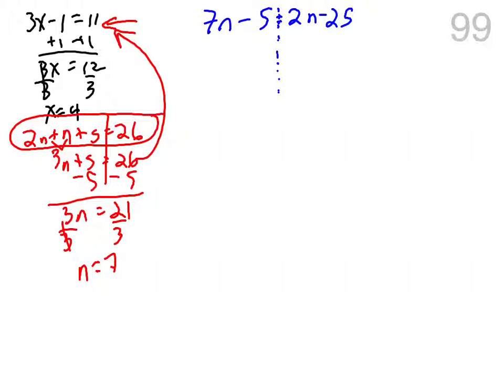Since the variables are on opposite sides, everybody, what do we do? Opposite side, opposite operation. Good. So what kind of 2n is this here?